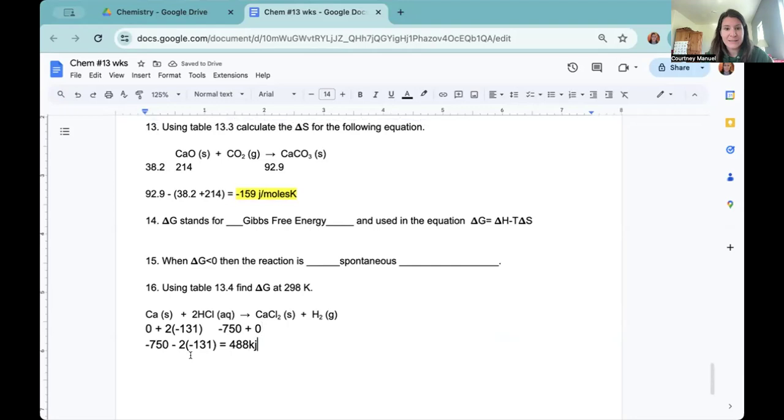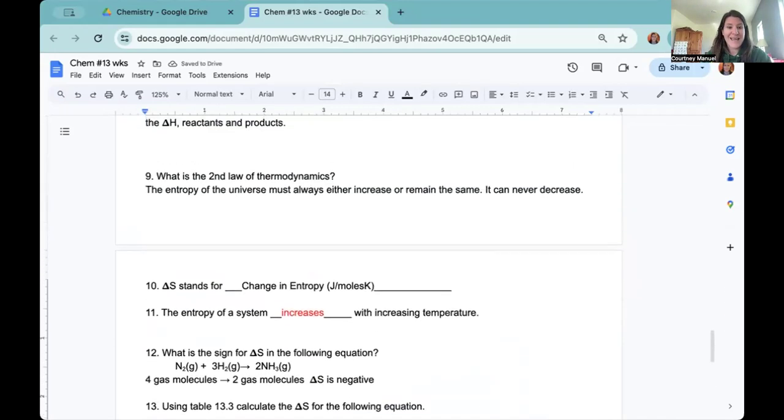Which means it is spontaneous, not all the time, at 298 degrees Kelvin. That's not right. This should be negative. My bad. Because it's -488, which makes it spontaneous. That's where this comes in. And it's spontaneous at this temperature of 298 Kelvin.